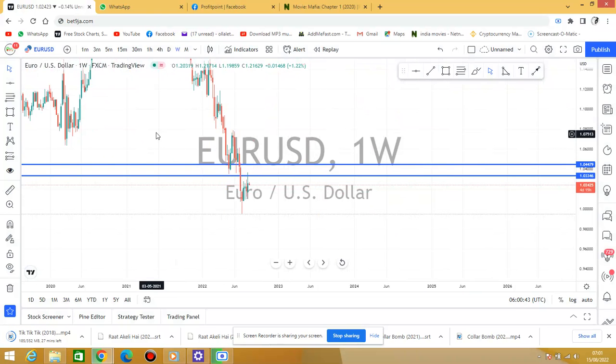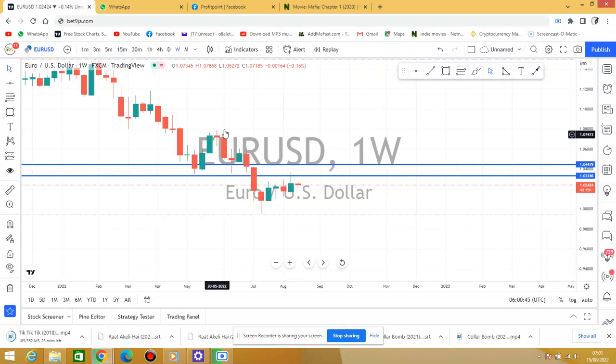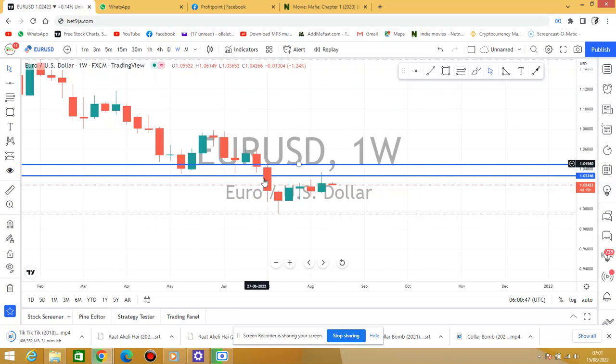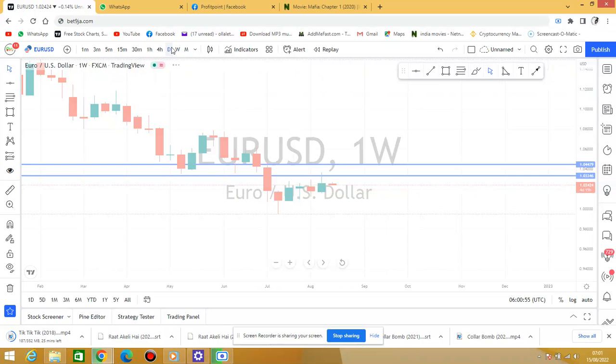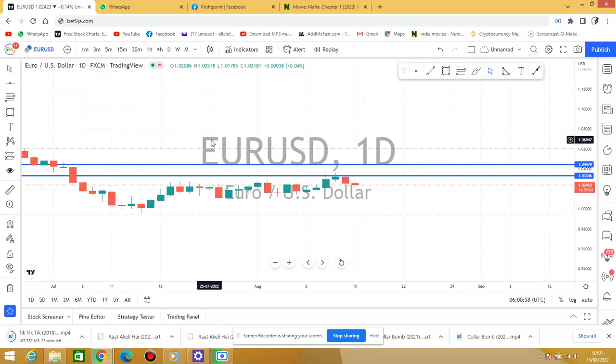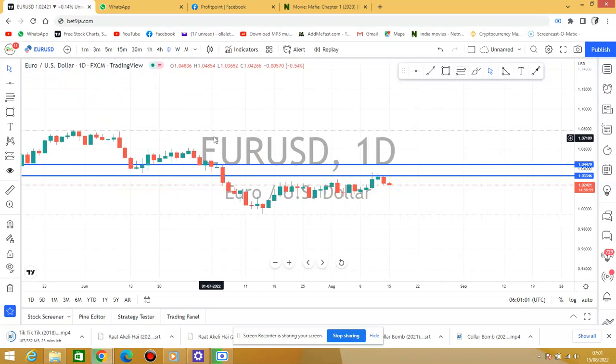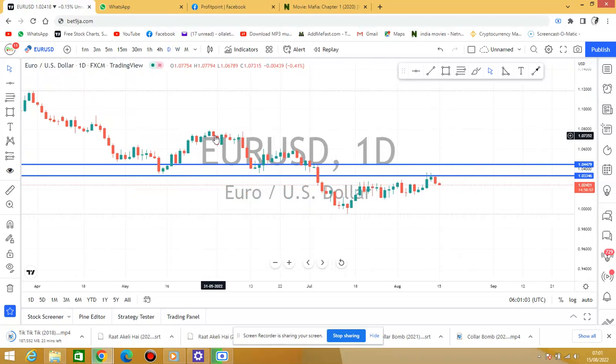So look at it here now. Break the support, become resistance. We are expecting a massive selling, which here should be the target now. Now if you switch to that daily time frame, look at the way price reacts to that one.